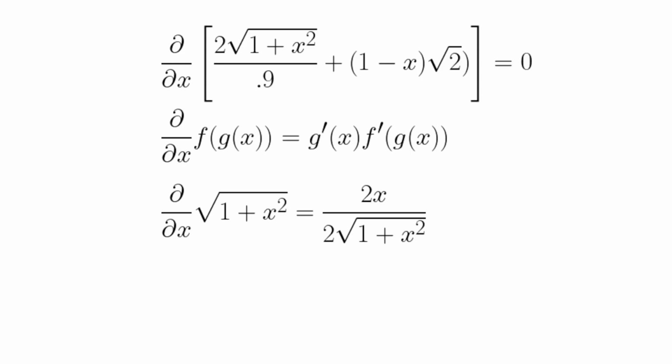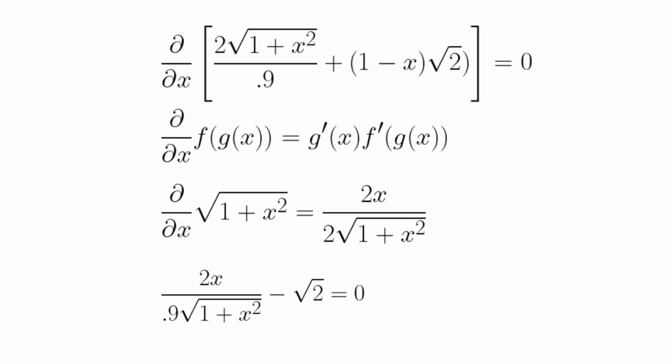And of course, the 2 in the numerator and the denominator can cancel out, and I'm just left with x over square root of 1 plus x squared. Now I can take this and use that to take the derivative of our original function, noting that I have this additional scalar, 2 divided by 0.9, that I need to amend to that first term to make it work. And so now when I take this derivative, I get that 2 over 0.9 times the derivative of square root of 1 plus x squared.